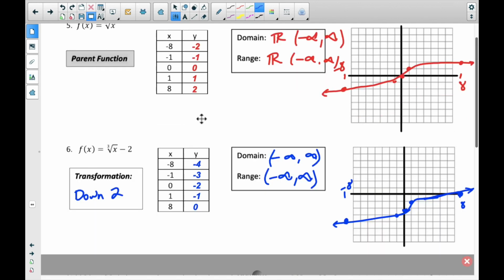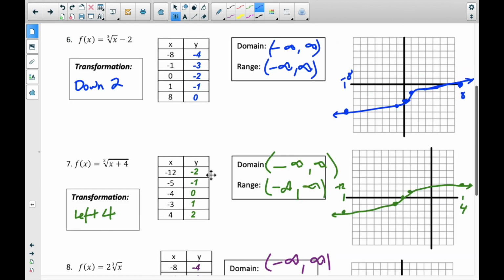All right, here is example 6. This minus 2 on the end moved it down 2. So I just took that same S-curve and I moved it down 2 units so that it's here. My domain and range are still negative infinity, positive infinity, and then my y values did change, but that doesn't affect my domain and range at all because it's always infinity to infinity.